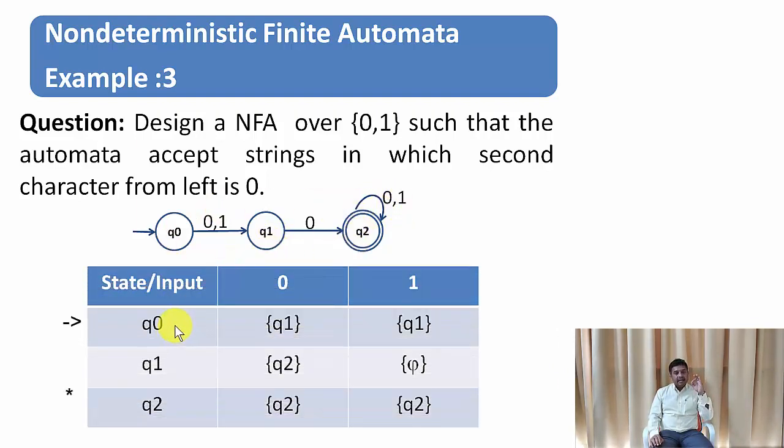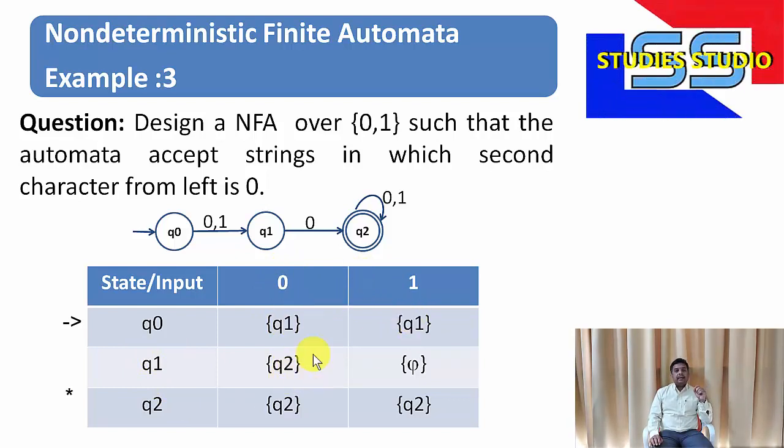Let us see its transition table. On Q0, if we give 0 input or 1 input, it goes to Q1 only. On Q1, if we give 0 input, it goes to Q2, and for 1 input it is not defined, so we say it is phi. Q2 is the final state. On 0 and 1, it goes to Q2 only. So this is the NFA for this particular language.